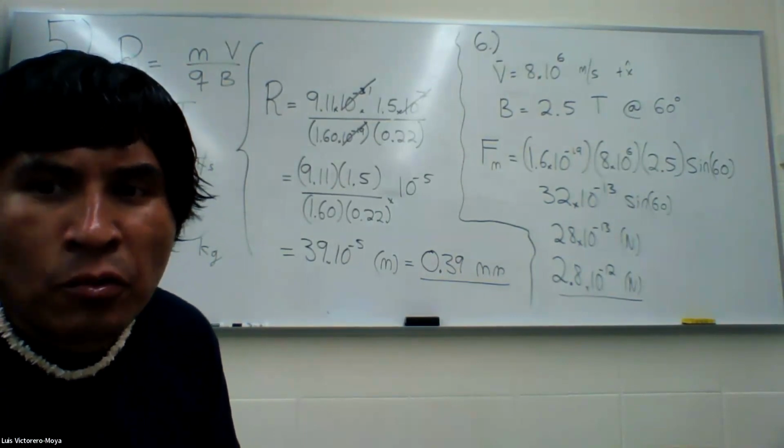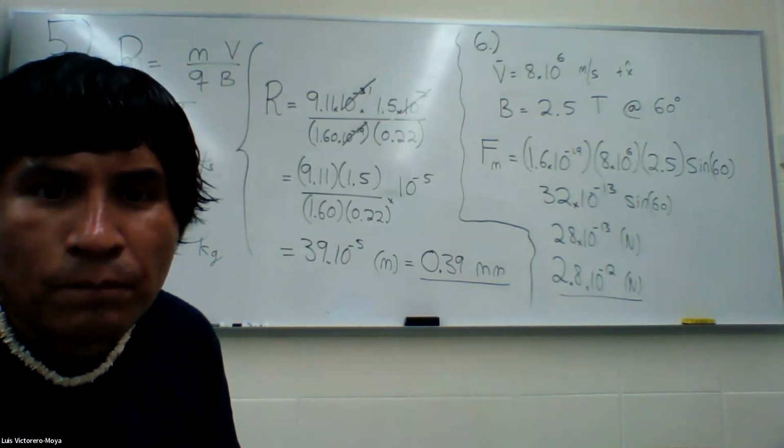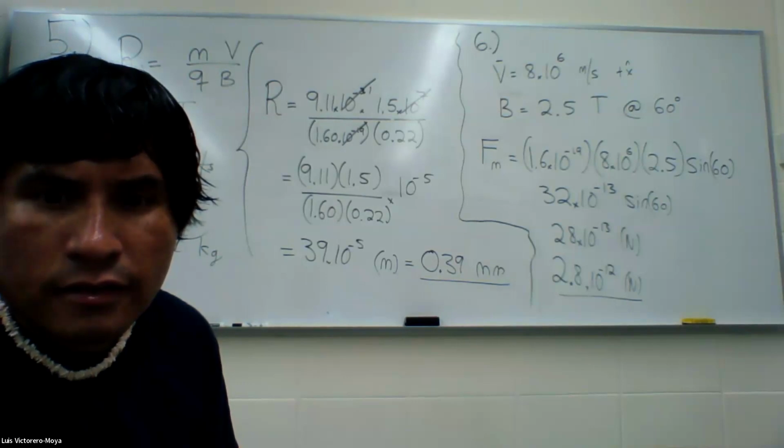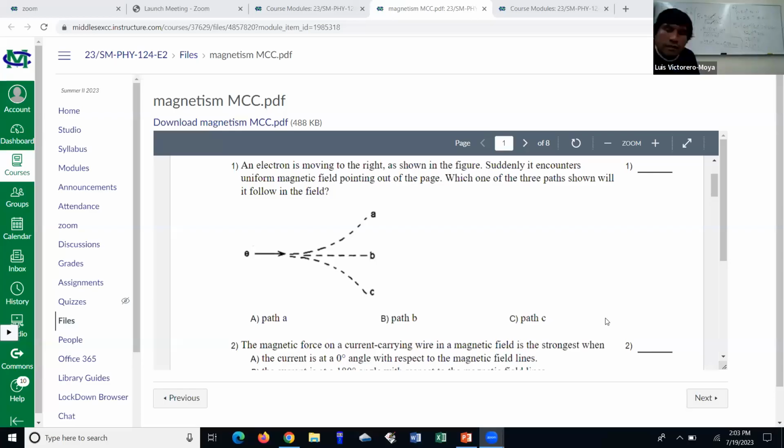Okay, let's do a right-hand rule here. So this is a theoretical question, right? It gives you an electron moving to the right, as shown in the figure, and then there is a magnetic field. You don't know the direction. Oh wait, no, yeah, it says that it's a magnetic field pointing out of the page. What will be the path of the electron?